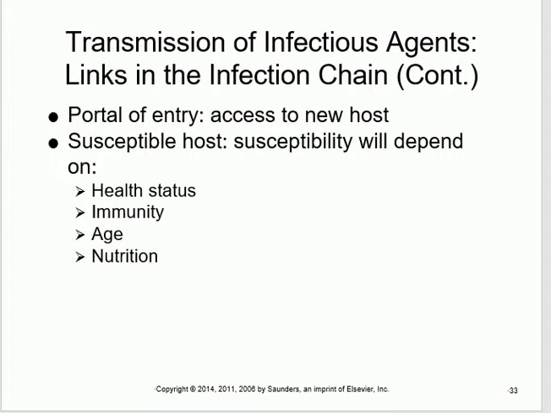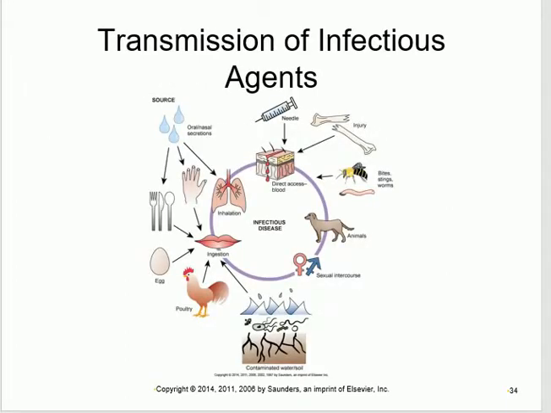Who is the person who is more susceptible to get the disease? If health status is bad, if the immunity is bad. Age, you can say the extremes of age are more susceptible. What do you mean extreme? Too young, too old. Okay? These are the lowest immunity, a very old person or a newborn. These are susceptible. Nutrition, obviously, if this person is malnourished, there are more chances to get the disease and to get sick.